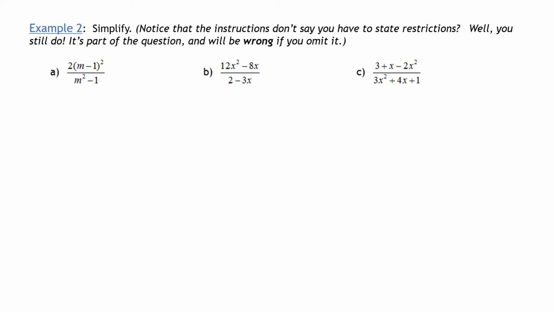Example 2, simplify. Even if the instructions don't tell you to state restrictions, you have to. It's part of the question. And if you omit it, you do lose marks for that. So you always state restrictions. And if you forget and you get to the end, then you just do it at the end. It's no big deal if you just realize later.